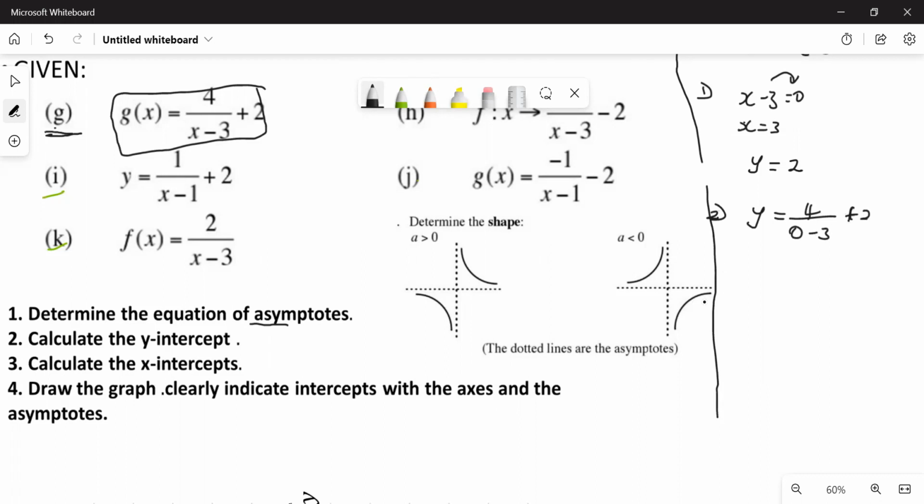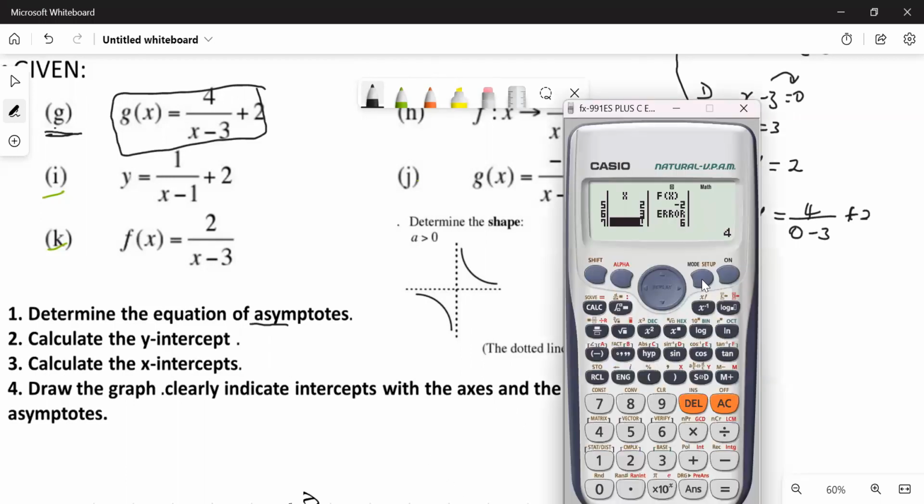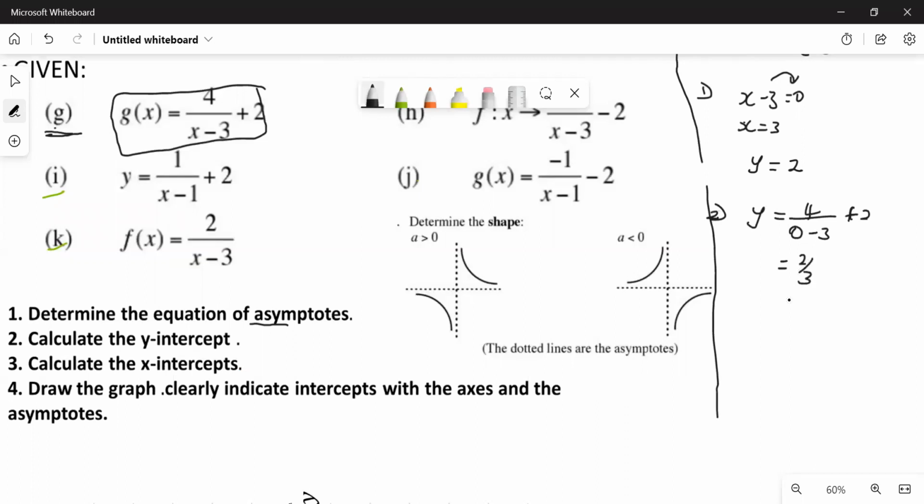Are we together? Then from here onwards, I will say don't try to be a hero. You simply type this in your calculator. If you type 4 all over 0 minus 3 plus 2, then you get what?